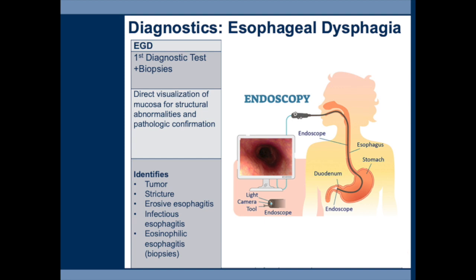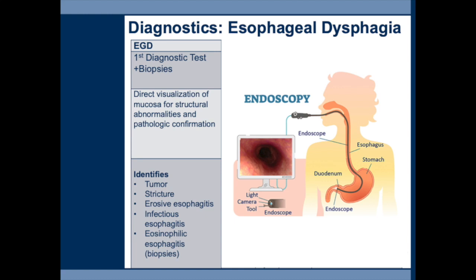Next, let's differentiate between the different testing modalities for esophageal dysphagia. The first step in evaluation of esophageal dysphagia is EGD with biopsies. This is direct visualization of the mucosa for structural abnormalities and also pathologic confirmation. It's important to take biopsies, especially given the rise of eosinophilic esophagitis, which is a clinical, endoscopic, and histopathologic diagnosis.